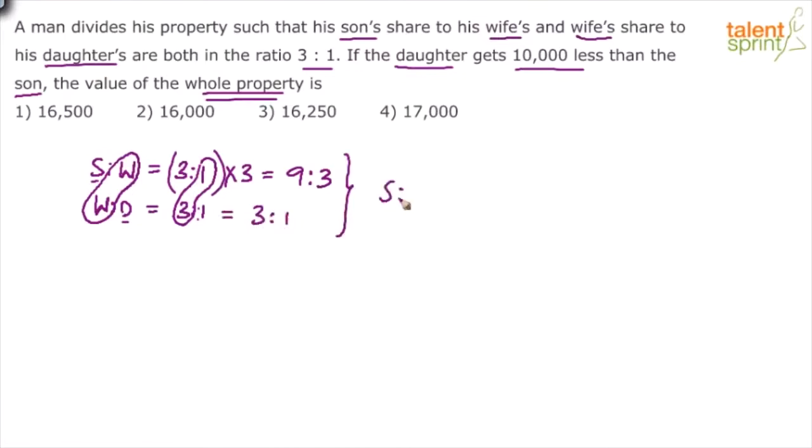Now if you combine, son is to wife is to daughter: 9 parts, wife is 3 parts now in both the ratios. So directly we can say 3 parts and daughter is 1 part. So now it's a common ratio, 9 is to 3 is to 1. Now look at the question.